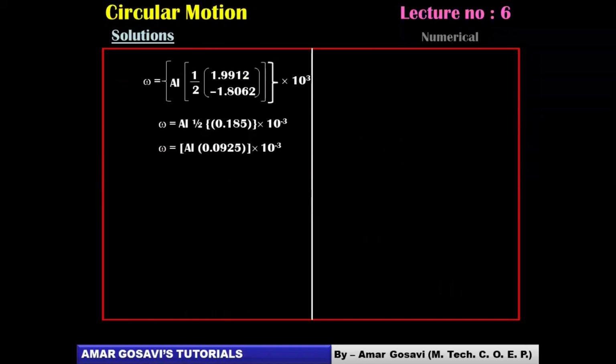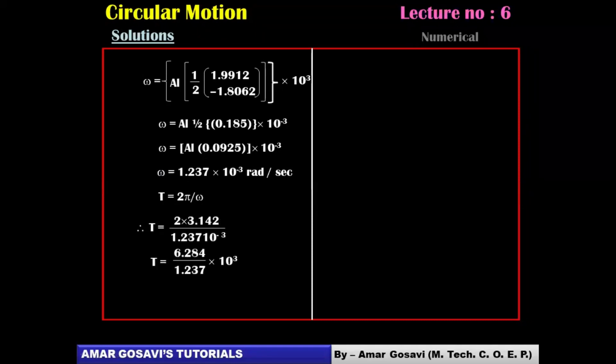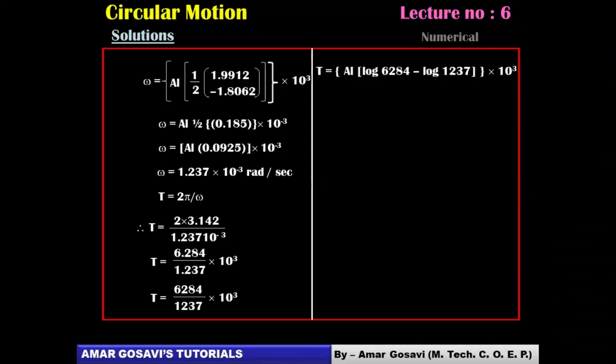Here again you come across these log table calculations, and when you solve it, the final value for omega will be 1.237 into 10 raised to minus 3 radian per second. What does that mean? If Earth starts moving with this angular speed, then the people on the Earth will start feeling weightless. The corresponding time period we can work out as 2 pi by omega. We substitute this value of omega, and when you solve for the time period, the log table calculations are again mentioned.